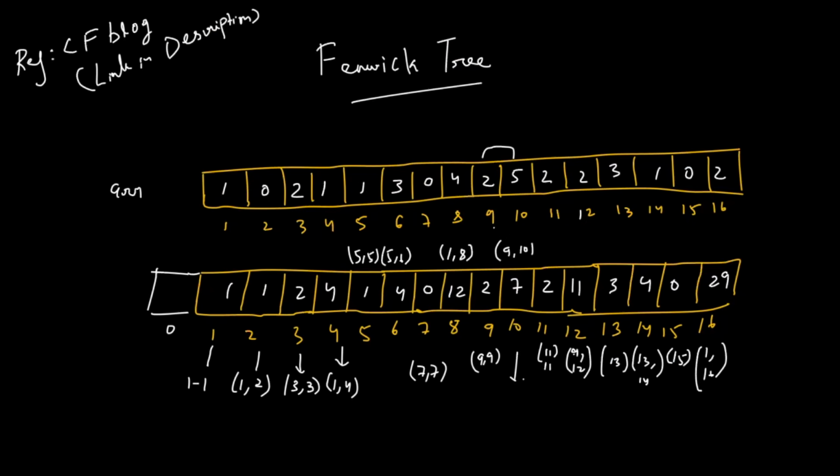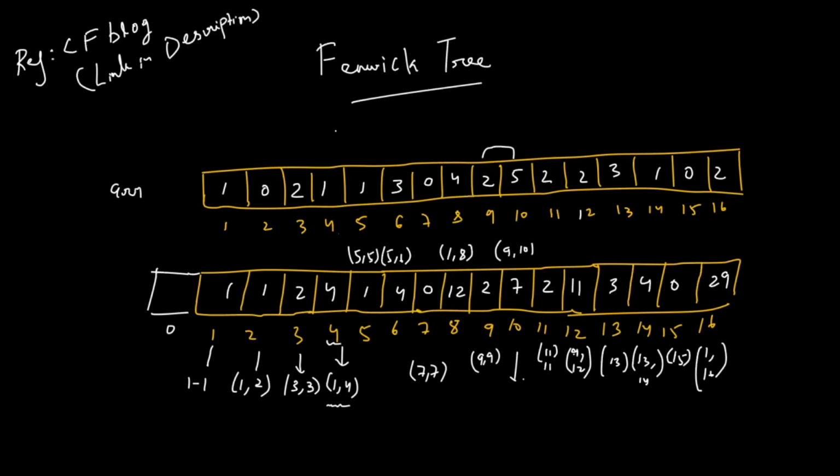So once you have updated the entire Fenwick tree, the Fenwick tree will have values like 1, 1, 2, 4, 1, 4, 0, 12, 2, 7, 2, 11, 3, 4, 0, 29 stored. Now, if we check this out, let's say this one, 4. So 4 means the sum between 1 and 4. So if we do a sum between 1 and 4, this is 4. So that is what is stored. So this is how the Fenwick tree stores.